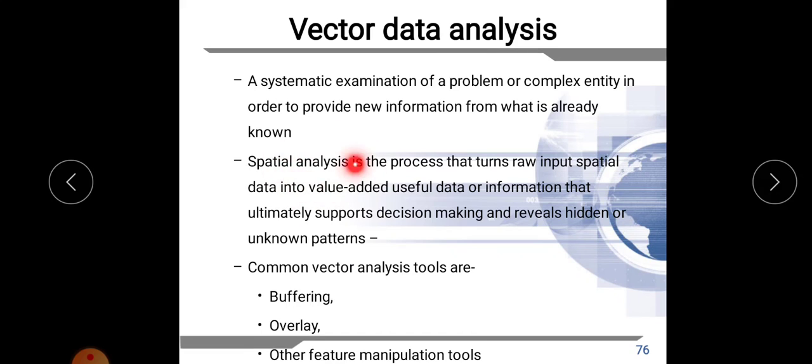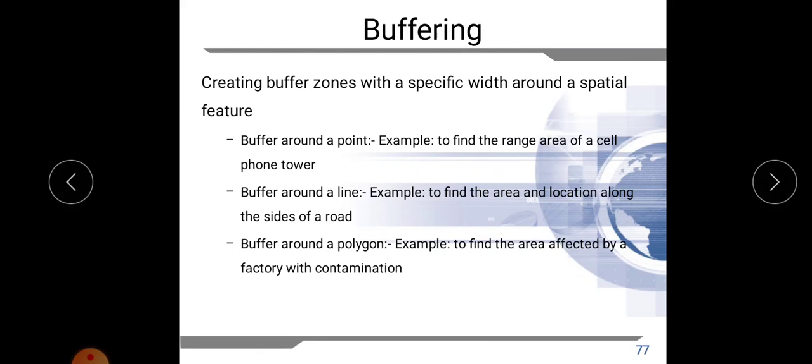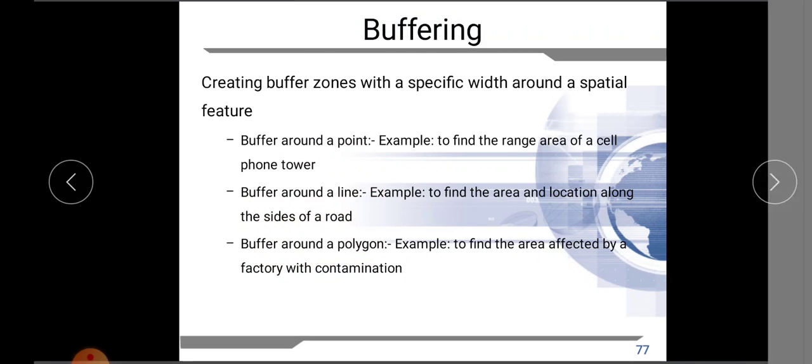So that is spatial analysis and common vector data analysis. Now we are discussing vector data analysis. The vector data analysis tools are buffering, overlay and other feature manipulation tools. The first one is buffering. Buffering means creating buffer zones with a specific width around a spatial feature. That is, we are creating a buffer zone around a feature. So we can buffer around a point, around a line, or around a polygon, as in this figure.